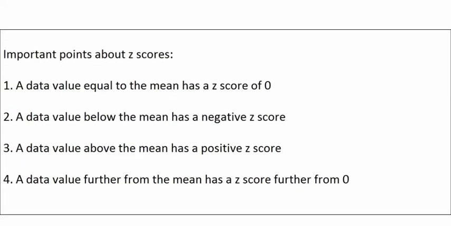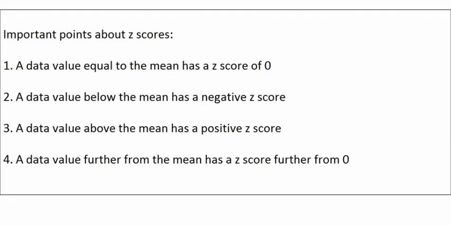Now I want us to go over a few bullet points of the things that I want you to know and understand about z-scores. So first of all, this is just a recap of what we've already covered. A data value equal to the mean has a z-score of 0, a data value below the mean has a negative z-score, and a data value above the mean has a positive z-score. Also, a data value further from the mean has a larger z-score. So a z-score that's far below the mean will have a big negative number. A z-score far above the mean will have a big positive number.